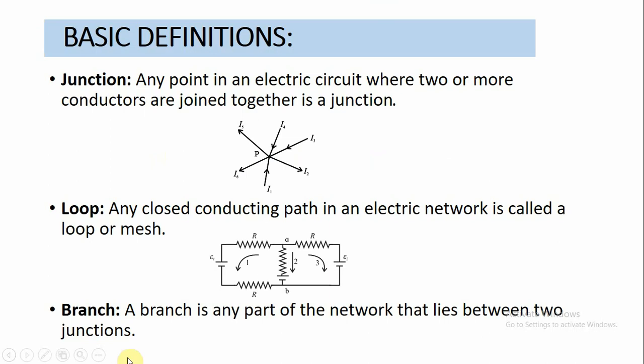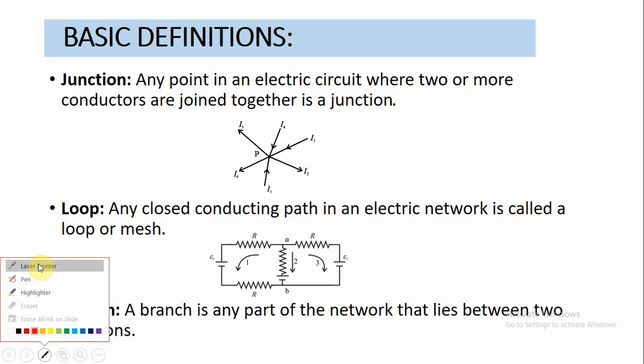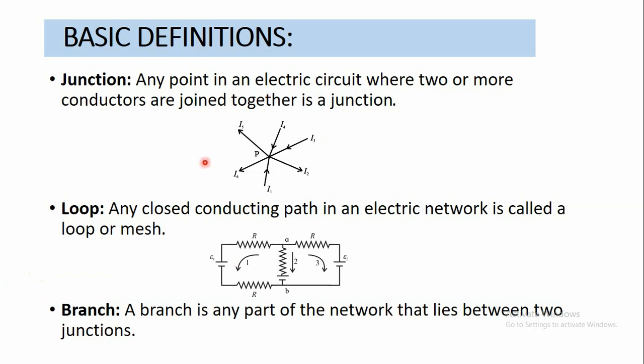The basic definitions here, the first one is junction. You see this figure. Okay, so let me just take the laser. Now you see this figure. In this figure these are 6 wires having current I1, I2, I3, I4, I5 and I6, and these arrows denote the direction of current.